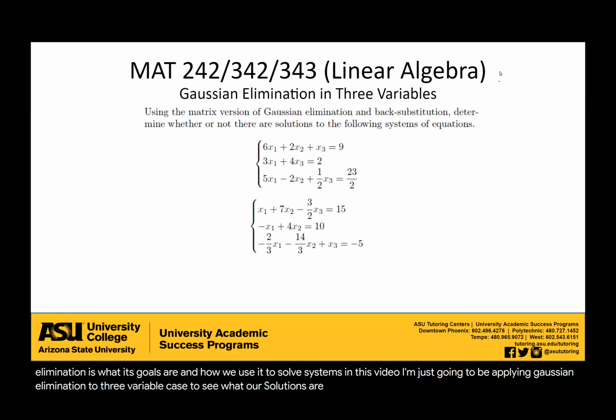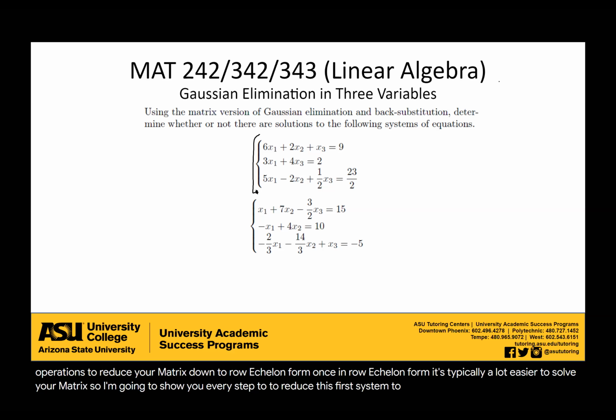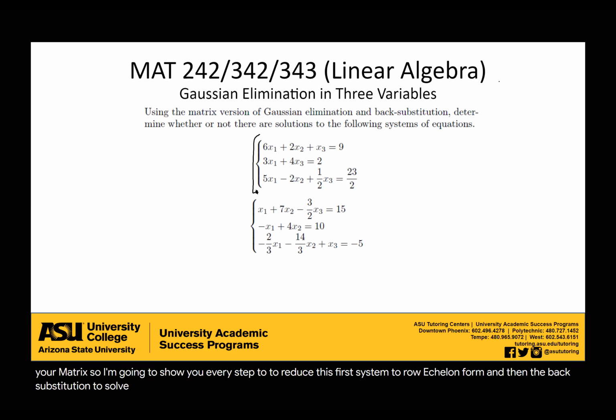So recall, Gaussian elimination is the idea of using row operations to reduce your matrix down to row echelon form. Once in row echelon form, it's typically a lot easier to solve your matrix. So I'm going to show you every step to reduce this first system to row echelon form, and then the back substitution to solve it. For the second matrix, I'm just going to show you what the row echelon form is, and we'll use back substitution to solve it. Okay, so let's jump into it.